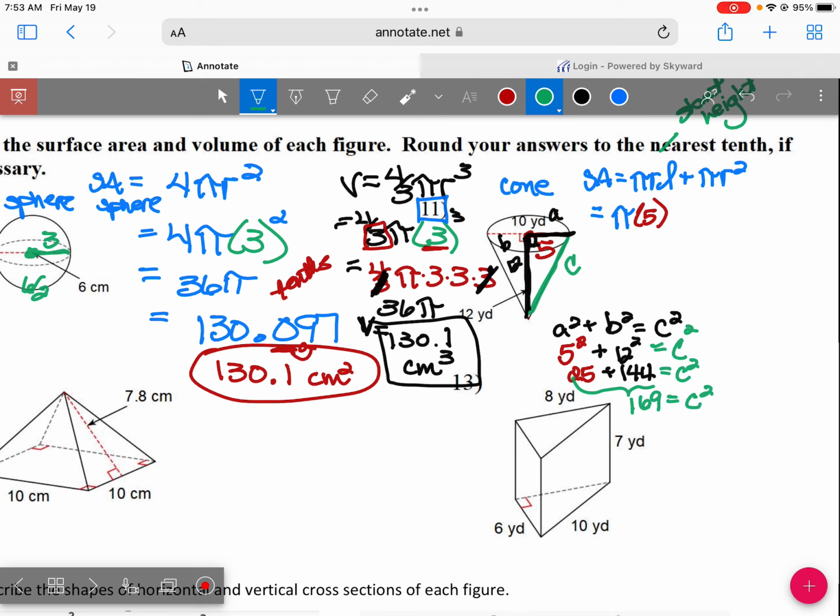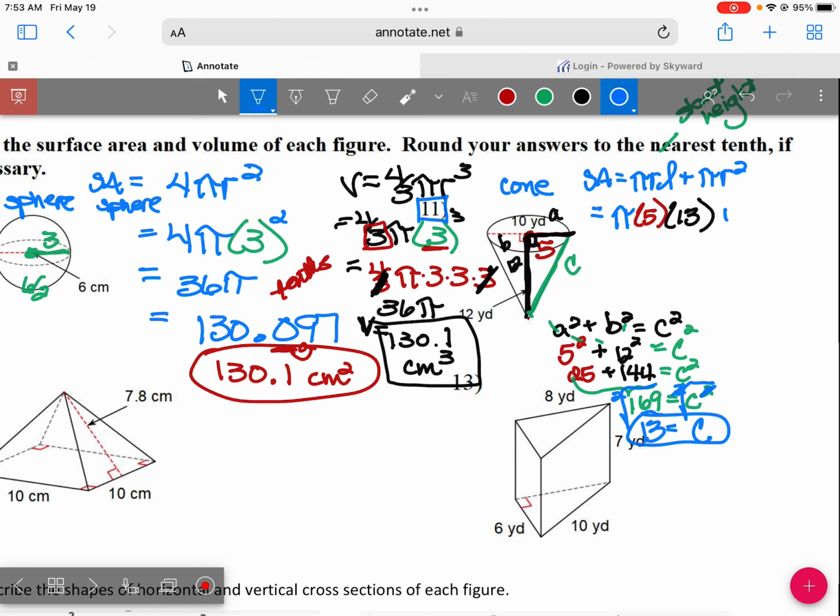That's equal to C squared, but I don't want the square. I'm not looking for a square here. I just want C. So I need to take the square root. The square root of something squared gives you that thing inside, and C is equal to 13. So 13 is my slant height.